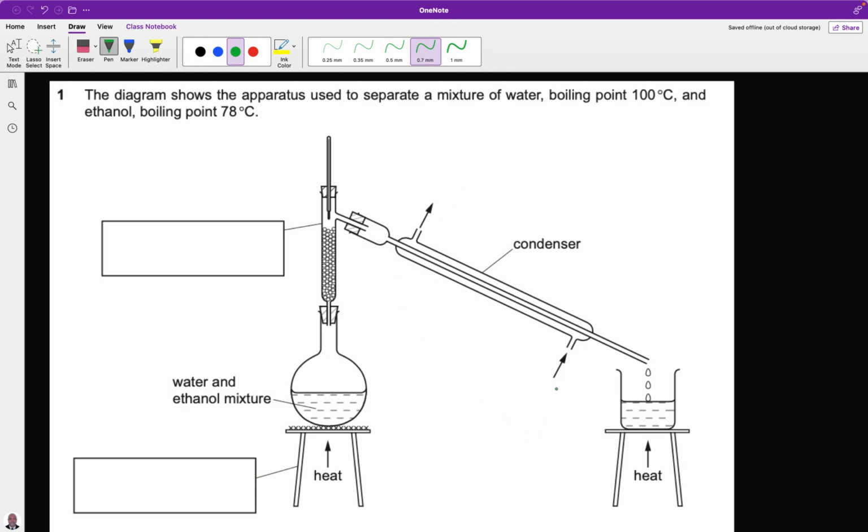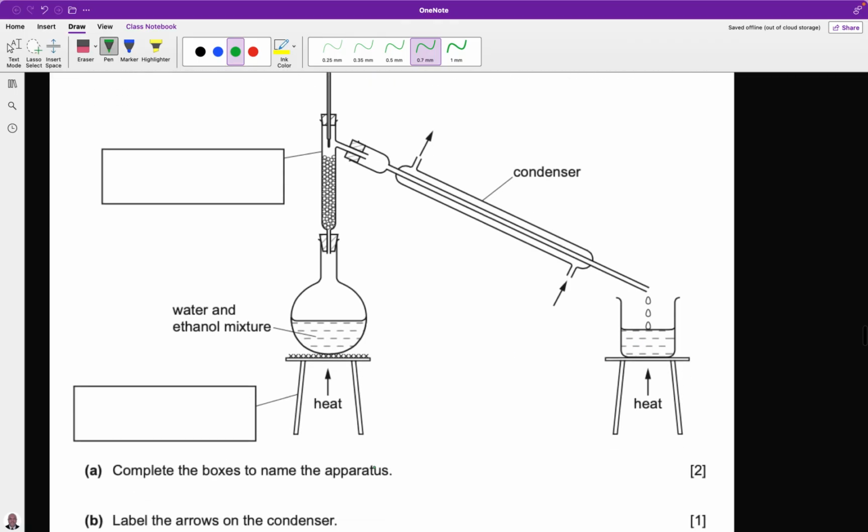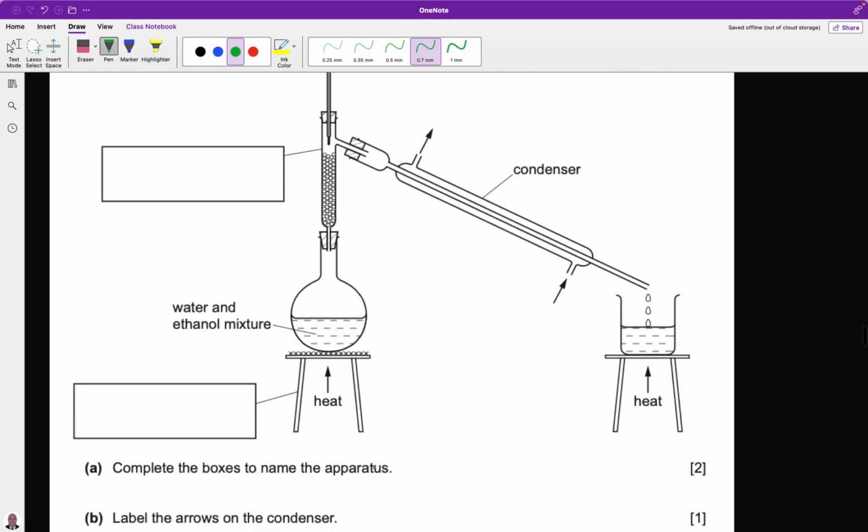The cooling water enters here to cool the steam that comes out from the fractionating column. It condenses it into pure water, and the wastewater that was used for cooling goes out, and then the vapor that has condensed into pure water comes out as the pure water. The question now is, complete the boxes to name the apparatus.